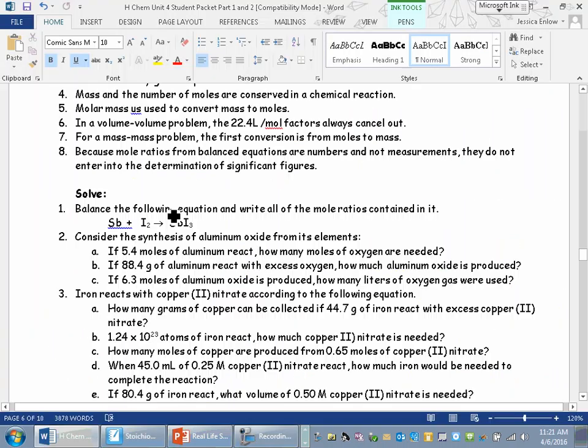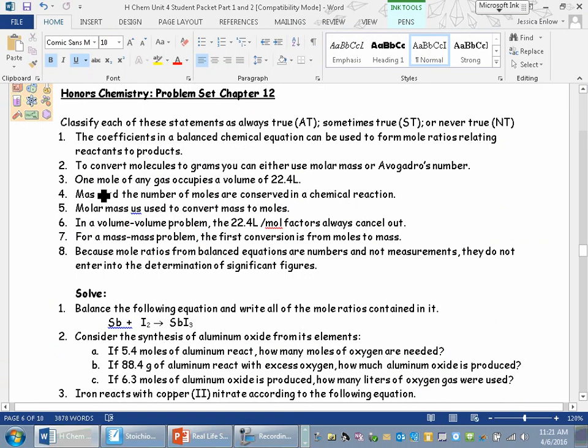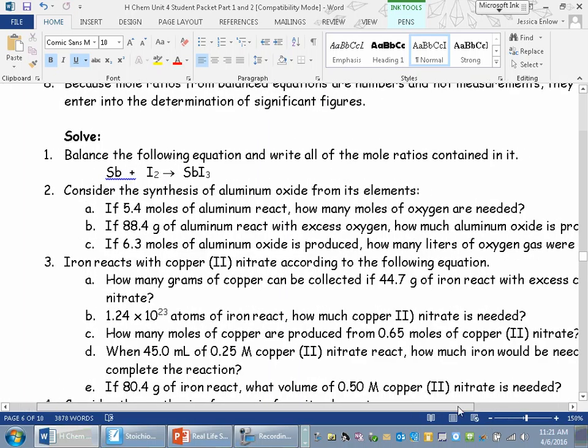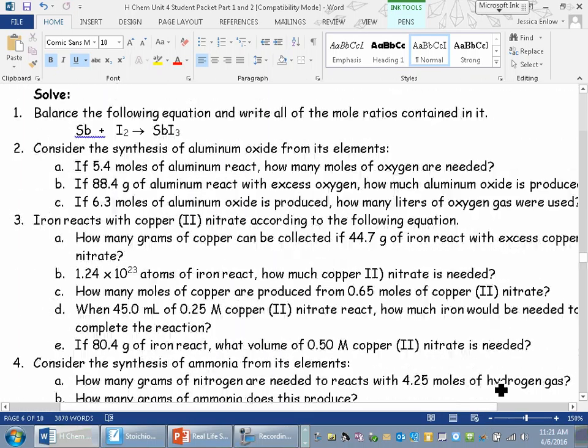I will leave 1 through 3 up right here. The true false part, I'm going to scroll past. I'm just going to 1 through 3. So if you want to start that with a friend, there you go. 1 is really easy. Super easy.